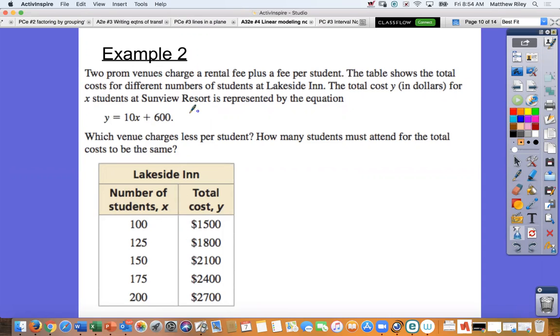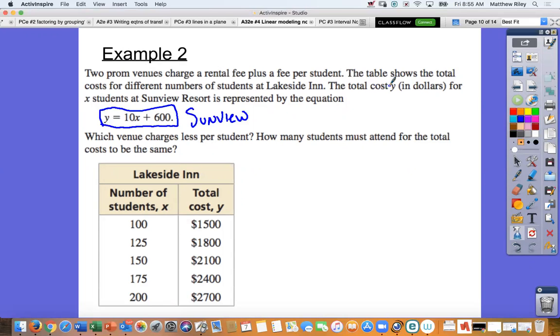Sunview gave us an equation. It wants to know which venue charges less per student, and then how many students must attend for the total cost to be the same. Now, this is really setting us up for what we're doing a lot of next week. Well, let's go through here real quick.